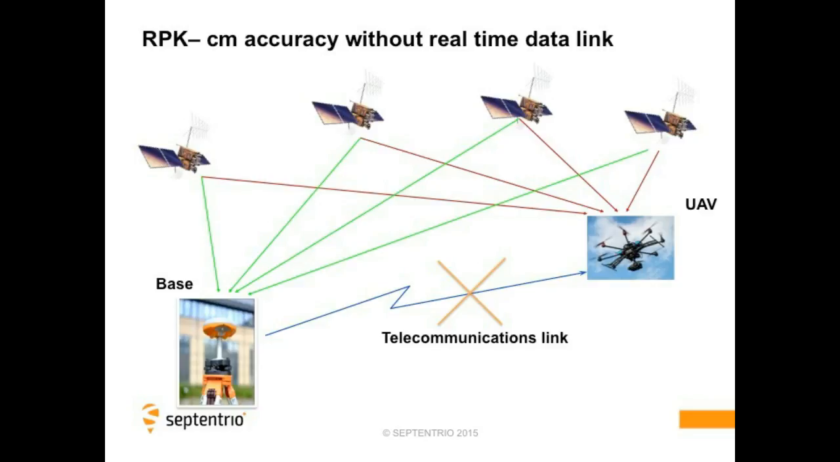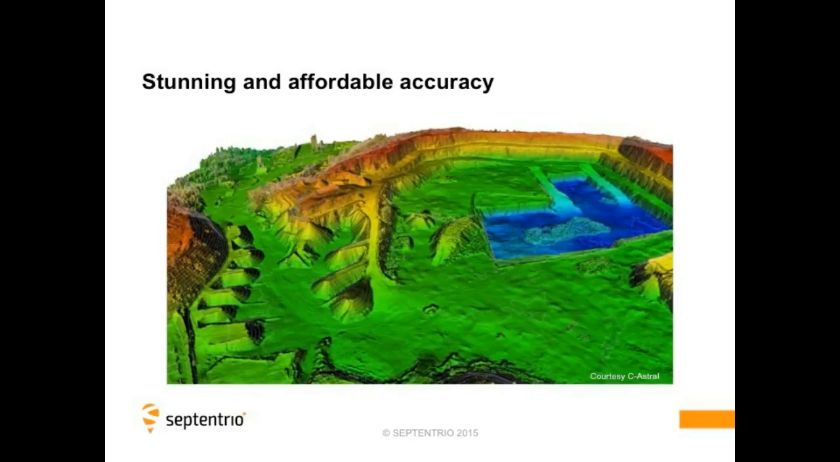The next slide is an illustration of the type of results that you can get with this kind of flying. This is obviously a mapping of a quarry. The image was provided to us courtesy of C Astral, who is one of our customers integrating our receivers. And they are reaching accuracies on the order of a few centimeters on the ground, which is similar to other older mapping techniques or techniques using ground control points.